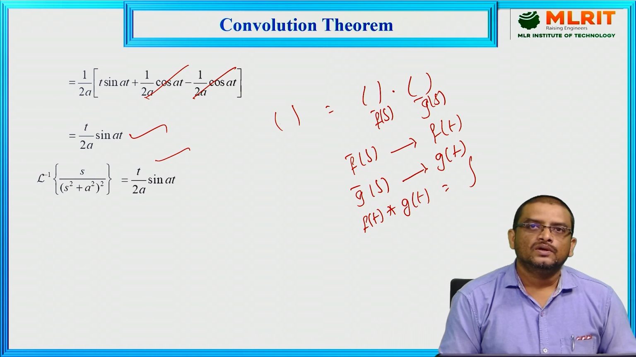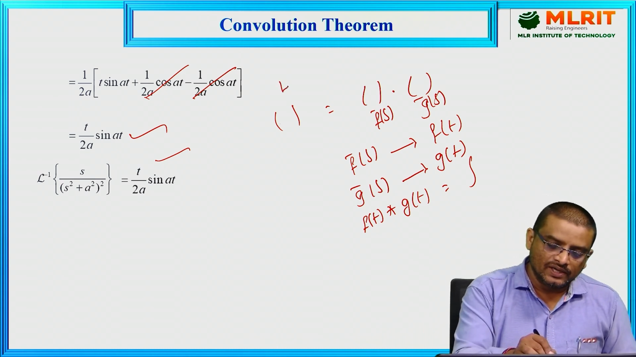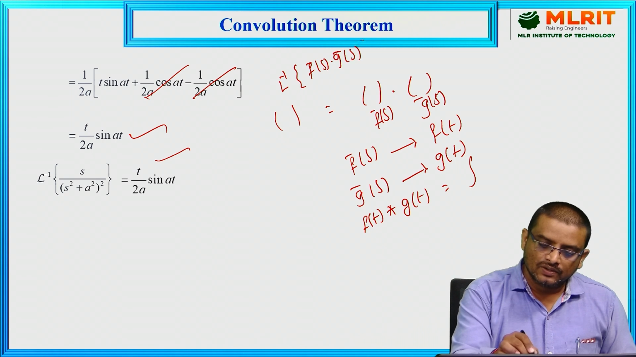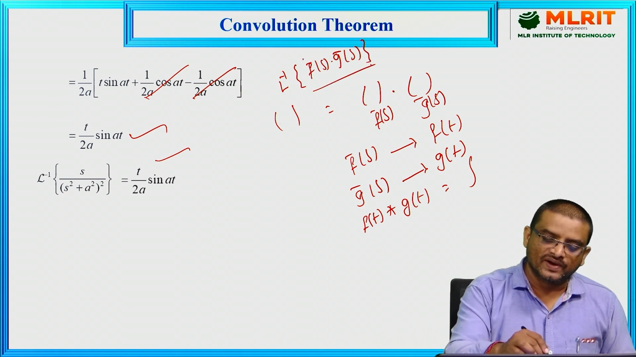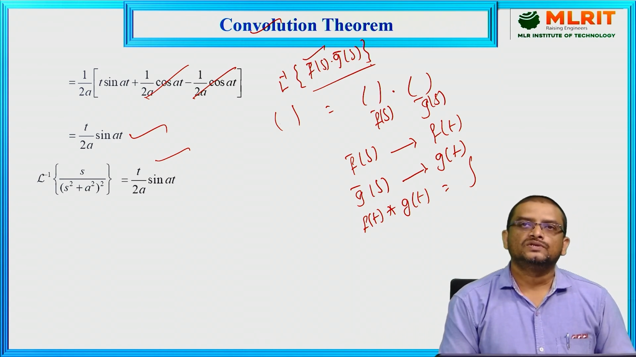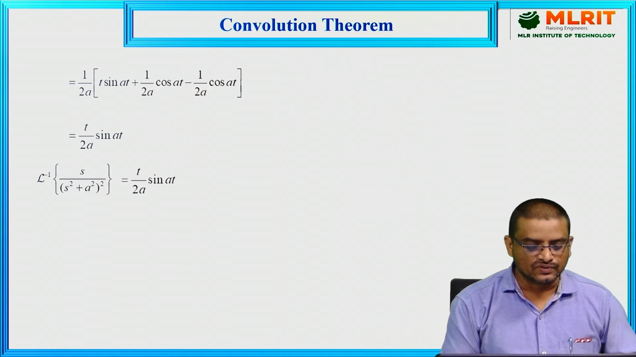Whenever we want to find the inverse Laplace transform, and the function is a product of two functions, then we can find the value by using this statement of convolution theorem. So that is the flexibility we have in the inverse Laplace transform. This is used to find the inverse Laplace transform for the product of two functions.